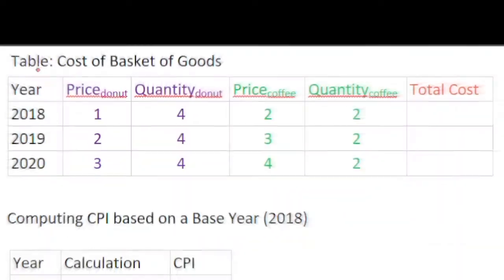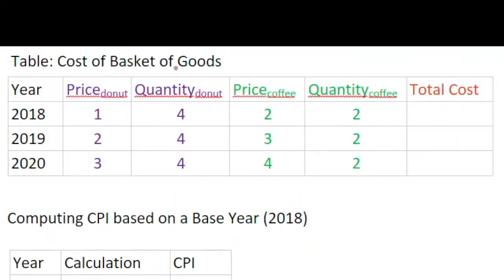So, in the first table up here, we have the cost of a basket of goods. We have from year 2018 up to 2020 the prices for two goods in the economy. On the left hand side, we have the price of a donut and the quantity of donuts that are consumed in our imaginary economy. We also have the price of coffee in the economy and the quantity that are consumed.